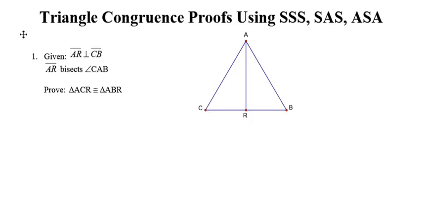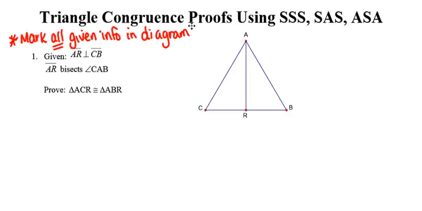This is so important that I'm going to take a minute and write this down, and you should on your paper too. Mark all, and I'm going to underline all, given information in the diagram. Often when I have kids who encounter difficulty writing the proof, one of the biggest places that they've tripped themselves up is that they haven't marked all of the given information in the diagram. And that's why it's so important.